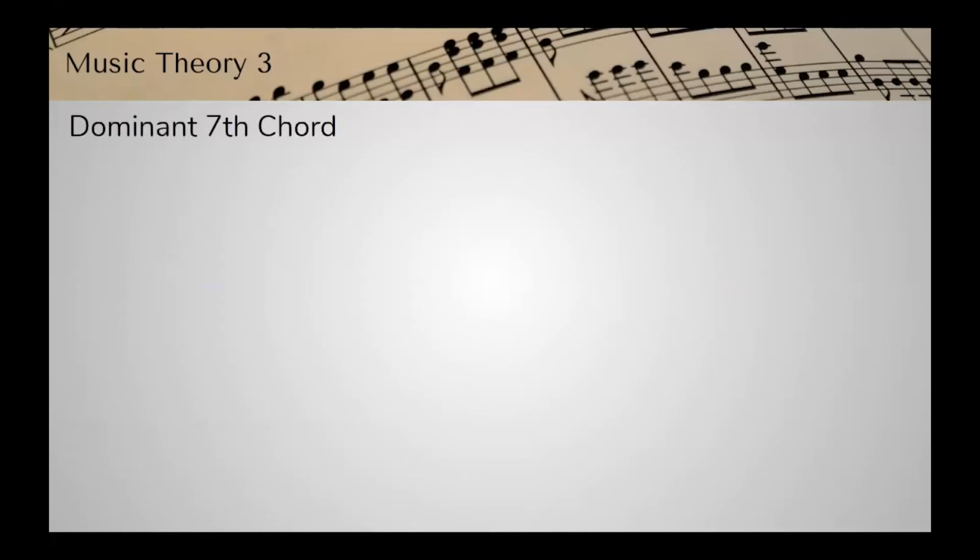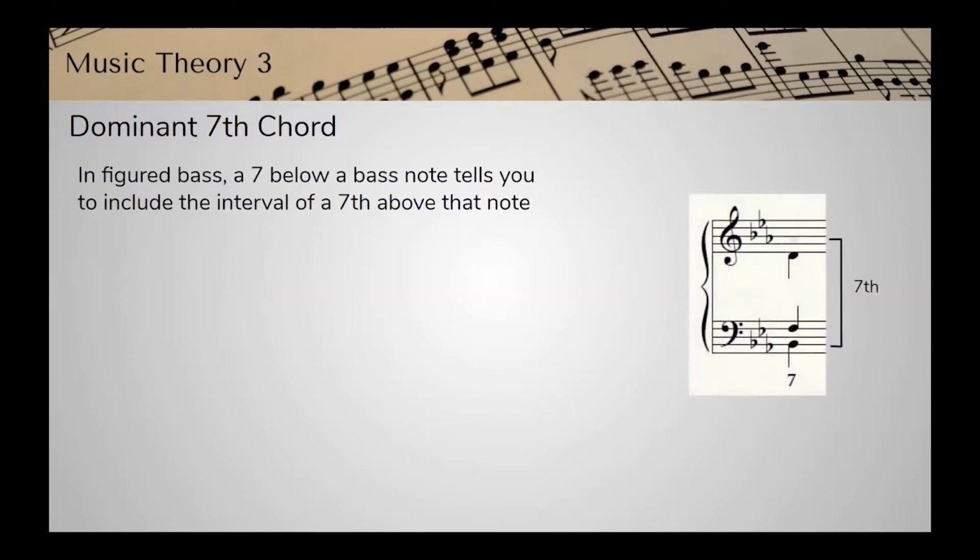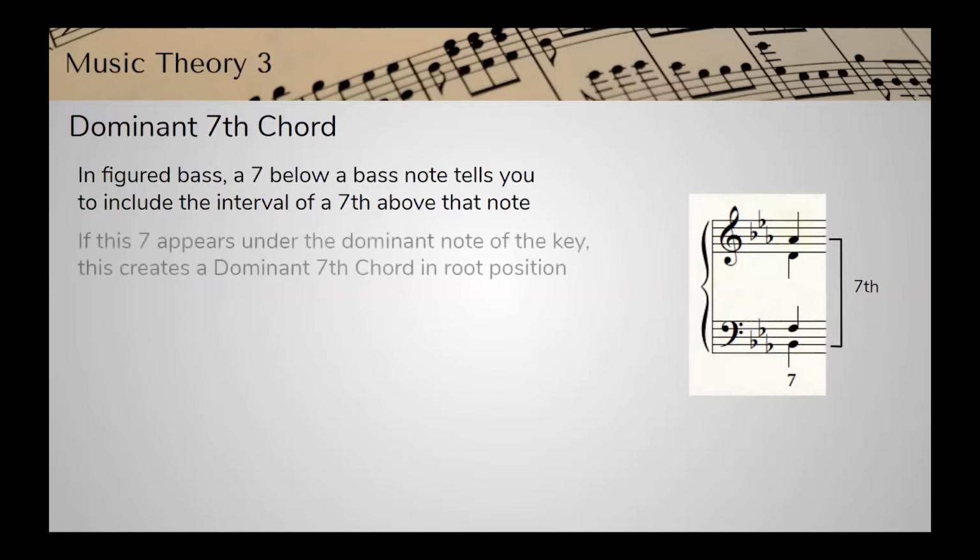Okay, so let's talk about the dominant seventh chord. In figured bass, a 7 below a bass note tells you to include the interval of a seventh above that note. So you can see here we have a B flat with a 7 under it, which means that we need to include the seventh above that B flat, which is an A flat. In that case, we're putting the A flat in the soprano.